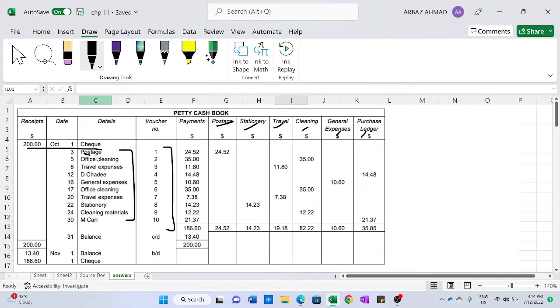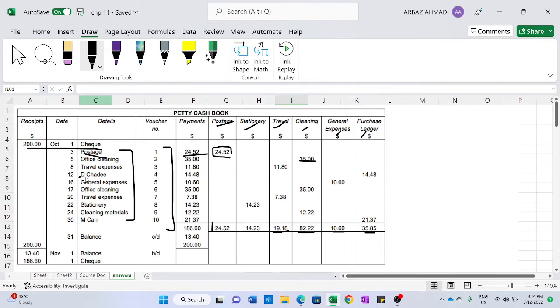Then we are paying for the postage, and we classify it under the account it will be going to, because at the end of the month we have to total up everything, and once we total it up, all these amounts will be going into the ledger. So I open the account for postage ledger, and I transfer this amount into my ledger. Then we have office cleaning 35, and I will classify it under cleaning. Then I have travel expenses 1180.